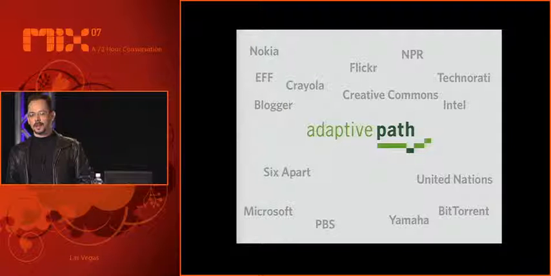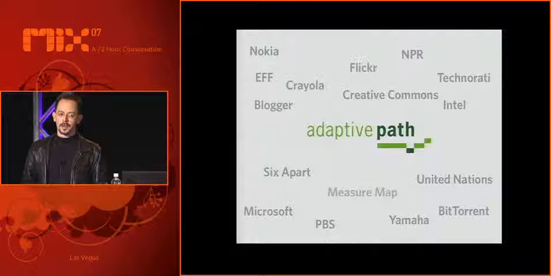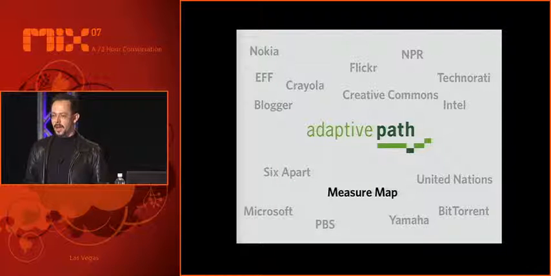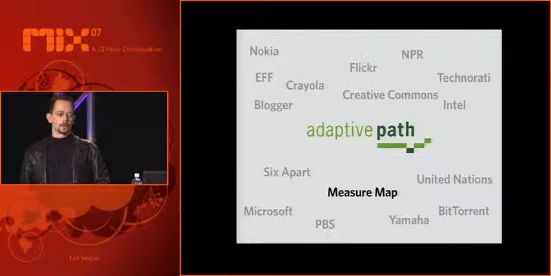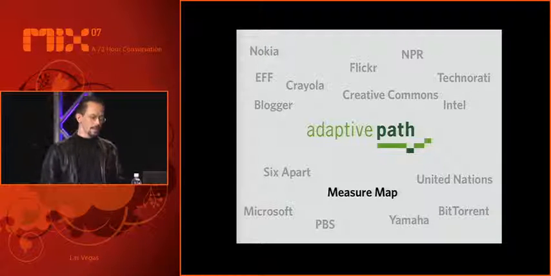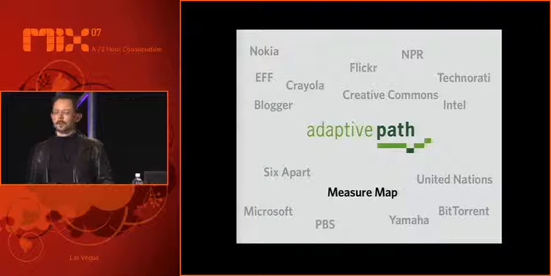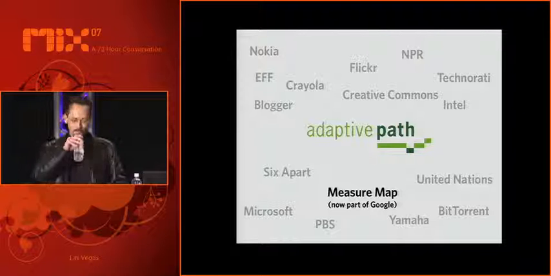Another project of ours that we didn't do for a client was something that we created on our own, a product called MeasureMap, which is an analytical tool for bloggers to help bloggers understand their audience better and understand how people are using their blogs. We really didn't get very far with the development of this before it was snatched up by our friends at Google.